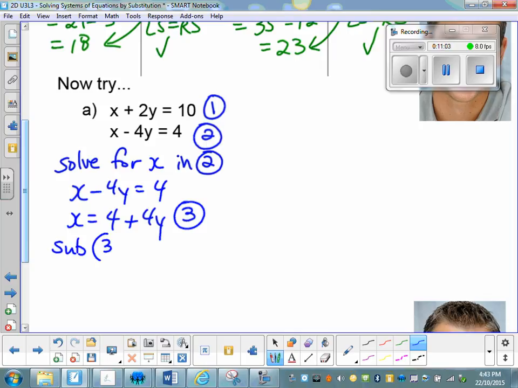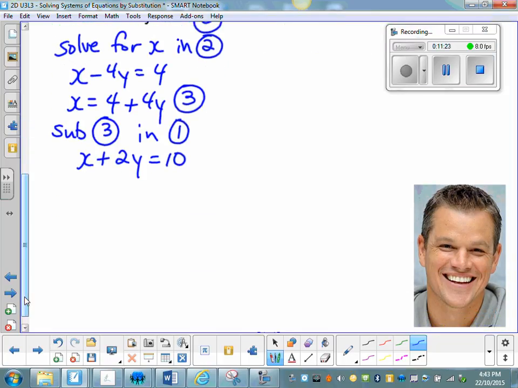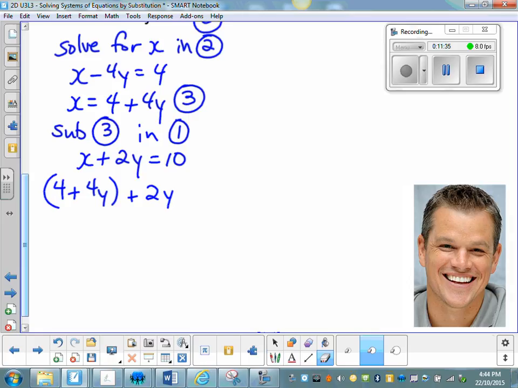And I'm going to sub equation 3 into equation 1. It's important that I sub it into the other equation that I haven't worked with yet. So if I sub that into 1, equation 1 is x plus 2y equals 10. So I am replacing the x with 4 plus 4y. And now you can see that we only have one variable, which is exactly what we want.